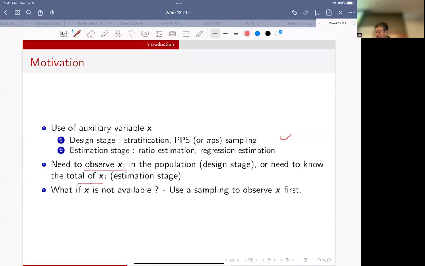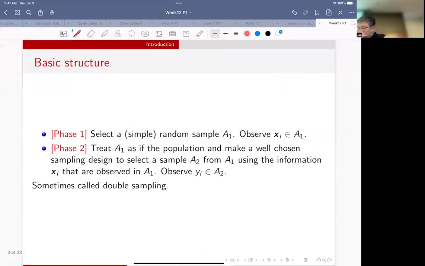So now the question is, what if X is not available, right? We don't have good information in the sampling frame, but we know that X is useful. Then the idea is we can use two-phase sampling to compromise. So in phase one, we can use a very simple design because I don't have any information in the sampling frame. So I just do a very simple design, like simple random sampling, and observe X.